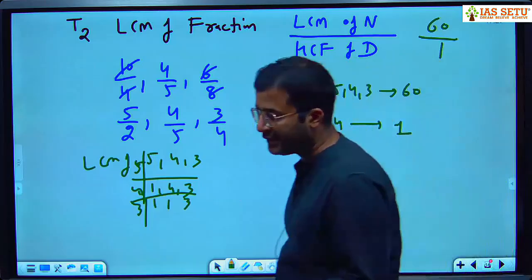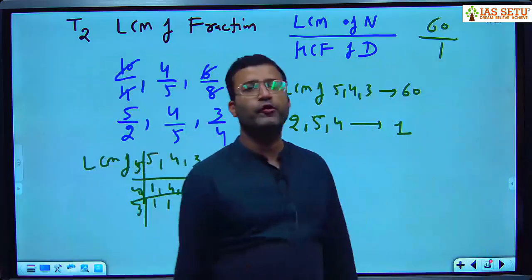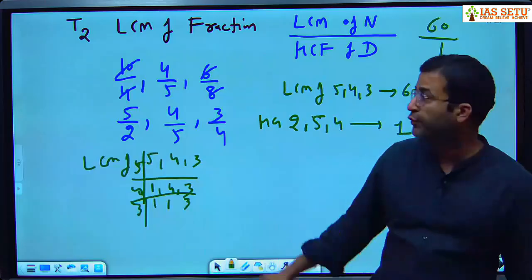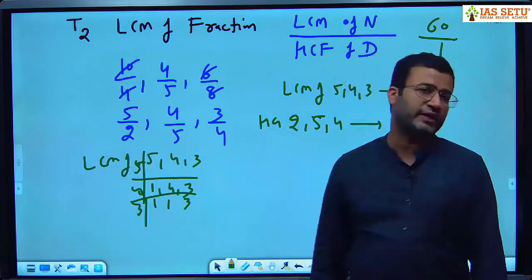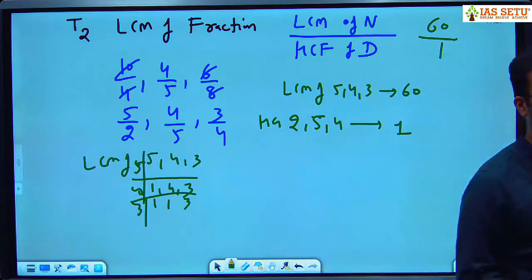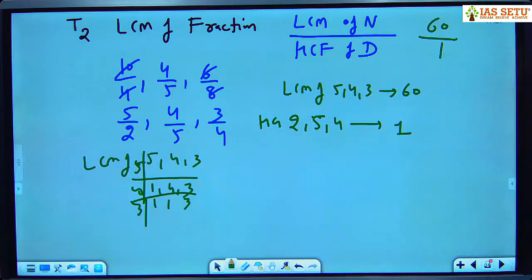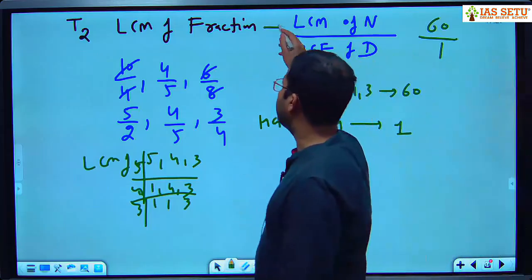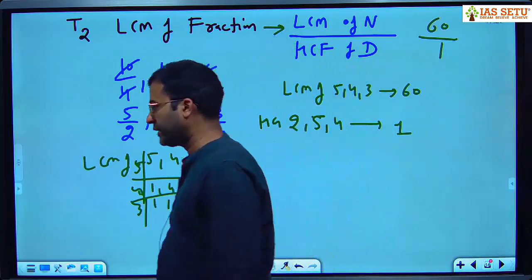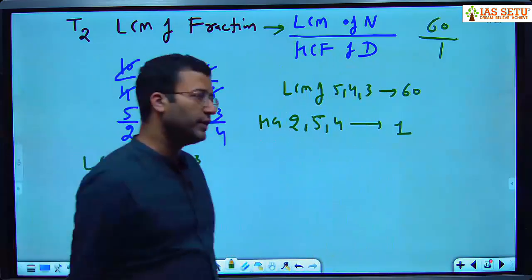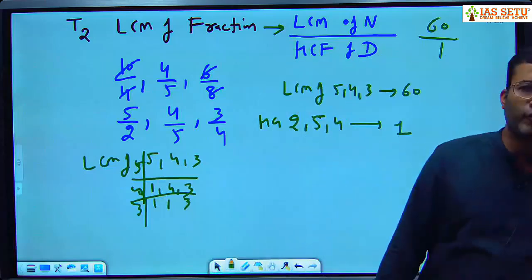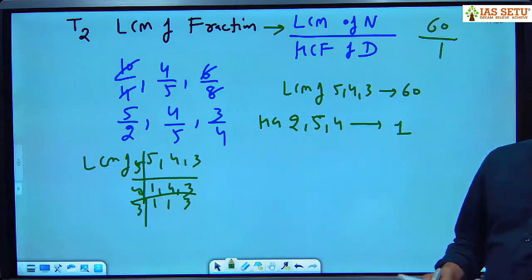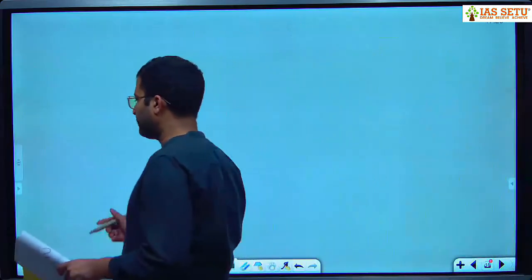LCM of numerator divided by HCF of denominator. But don't forget the protocol, you have to simplify the fraction. If these are not simplified, we have to simplify. But if it is already simplified, then there is no issue. I repeat, what is the formula for LCM of fraction? LCM of numerator divided by HCF of denominator. I will solve one more question for you. Then I give you one question for practice.